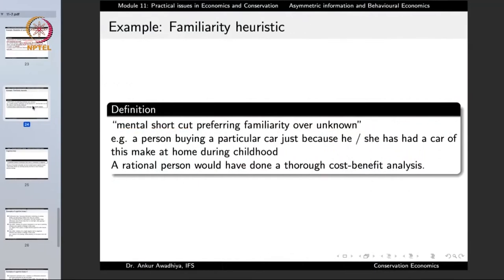Another example is a familiarity heuristic, a mental shortcut preferring familiarity over unknown. Example, a person buying a particular car just because he or she has had a car of this make at home during the childhood. Now, a rational person would have done a thorough cost-benefit analysis. But what a number of people do is that, okay, my dad bought a car of this company, so I should also buy a car of this company because I am familiar to this car.